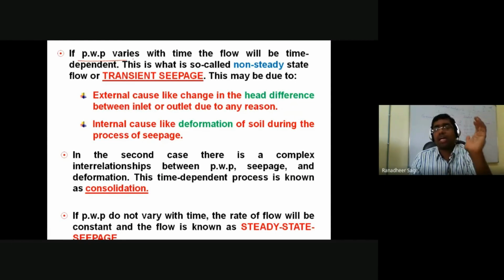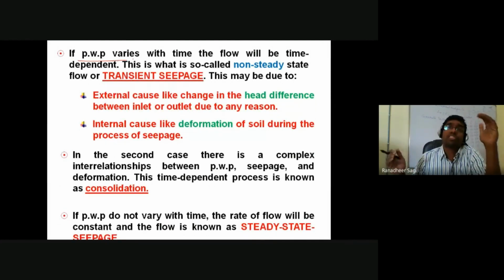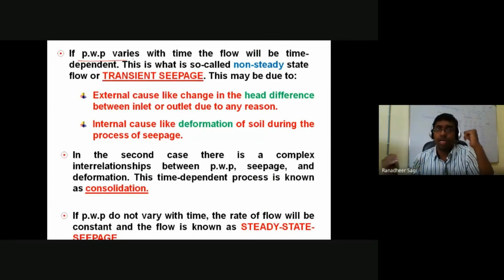The flow we are trying to deal with, we cannot consider it to be a steady state flow, because what does steady state flow say? The total head difference between upstream and downstream is always constant, and the flow through your soil from upstream to downstream is because of the constant total head difference between upstream and downstream. So the flow condition according to which we were calculating your seepage, discharge, or flow rate, all those calculations were for steady state flow.